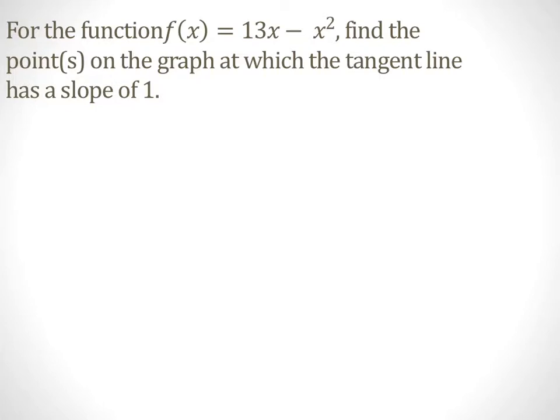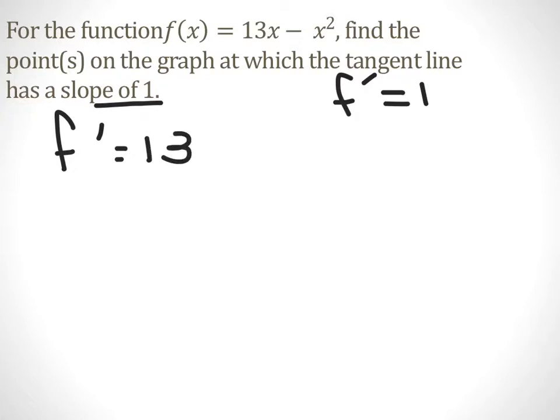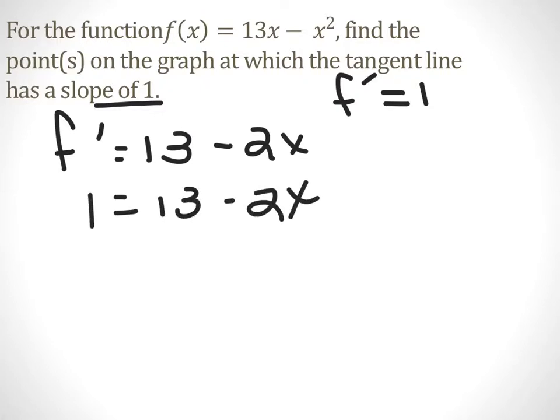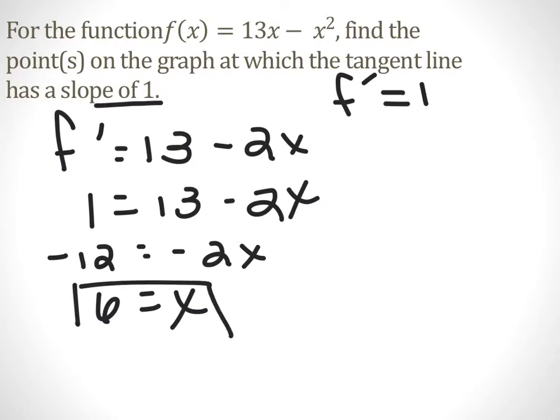For this one, for this function, we are trying to find the points at which the tangent line has a slope of 1. That means we need to set the first derivative equal to 1. So let's take the first derivative. Derivative of 13x is 13. Derivative of negative x squared is negative 2x. We're going to set it equal to 1 this time, again, because that's the slope of the tangent line we're looking for. Let's subtract 13 from both sides. Divide both sides by 2. And we get the value of 6.